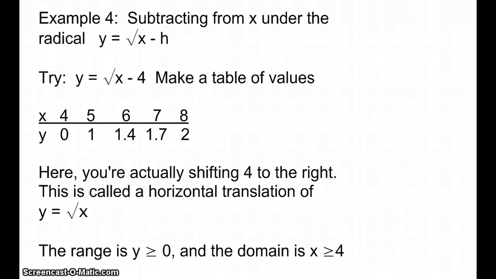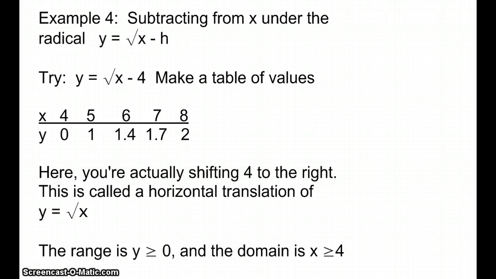In example 4, we're going to subtract from x underneath the radical. So now this whole expression is underneath the square root symbol. It's y equals the square root of x minus h. Okay? So we're going to try y equals the square root of x minus 4 and make a table of values. The lowest value that x can be here is 4, because the lowest value you can have underneath the square root sign is 0. So x is going to range from 4 and upwards.